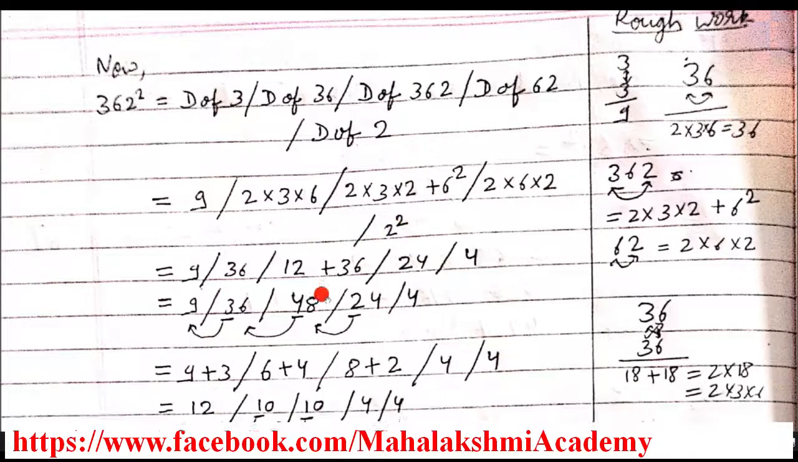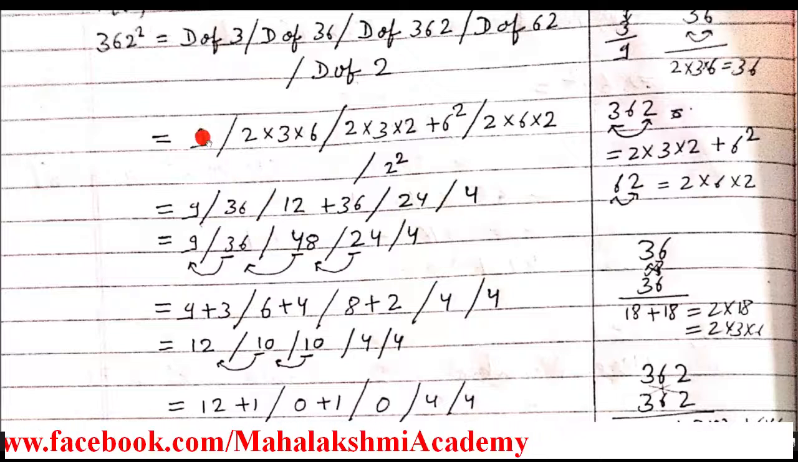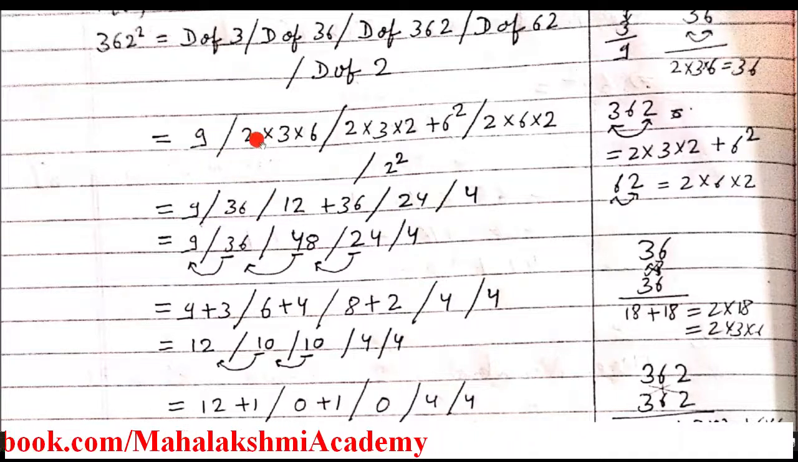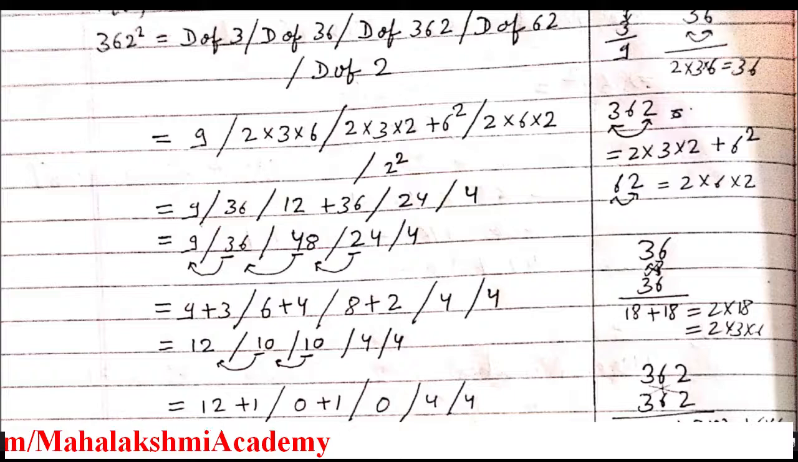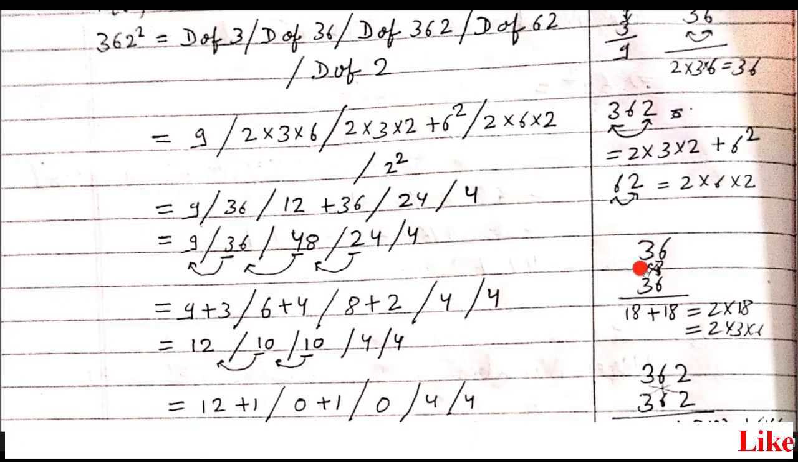So here just see, 9 as it is, then 2 into 3 into 6. Here I explained why this 2 came here. Students, dvandva means by the Urdhva-Tiryak method, you have to put the arrows. So when we put the arrows, 3 into 6, that is 18.